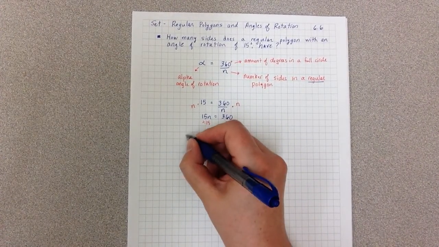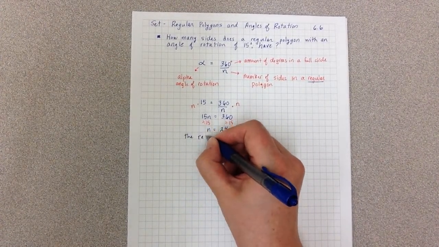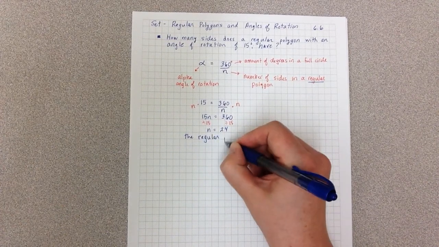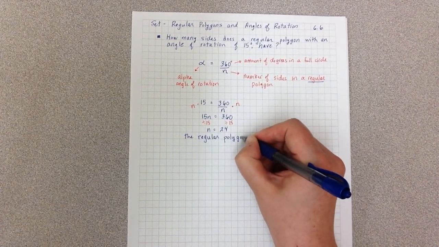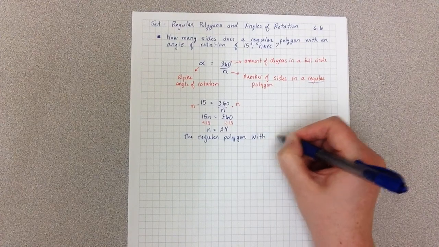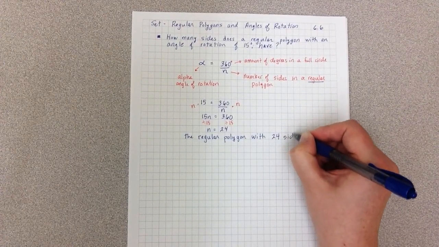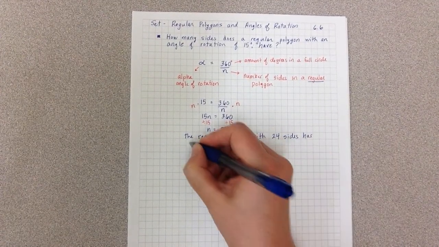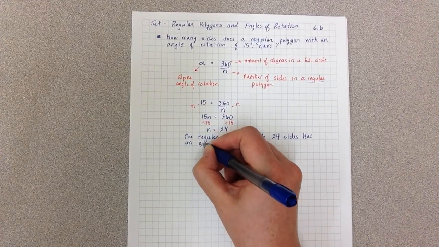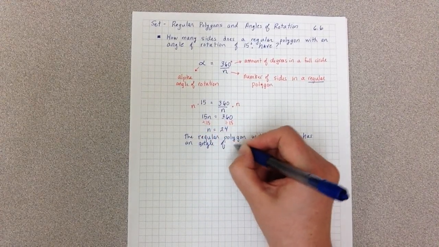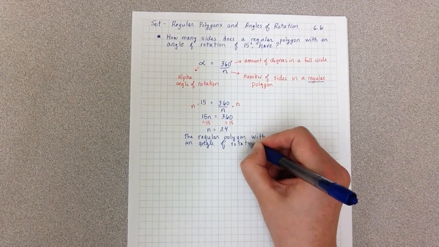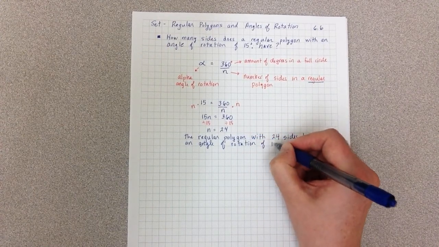So we say the regular polygon with 24 sides has an angle of rotation of 15 degrees.